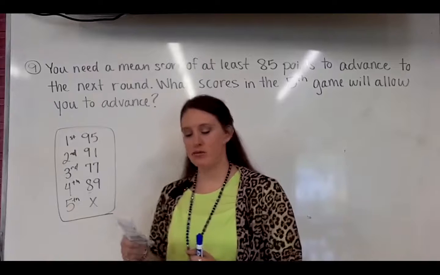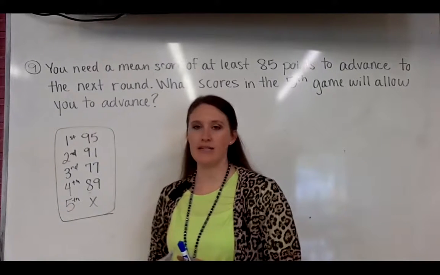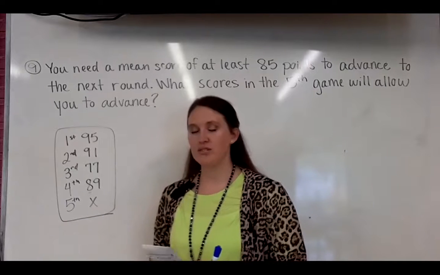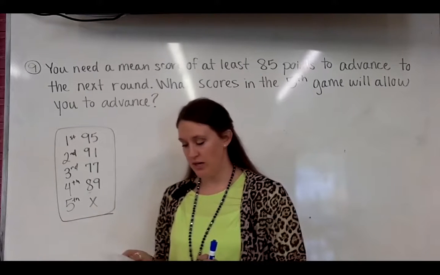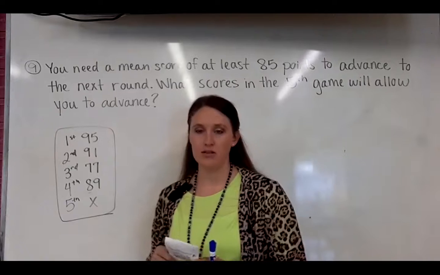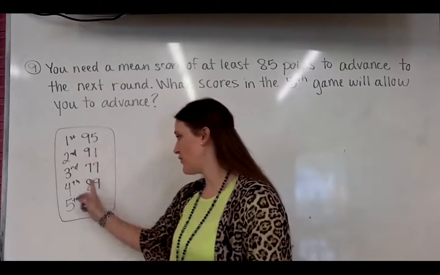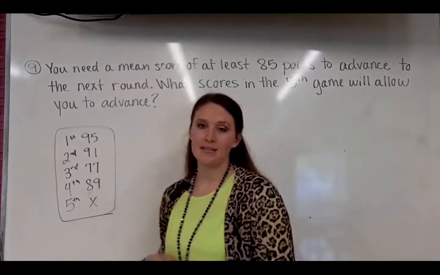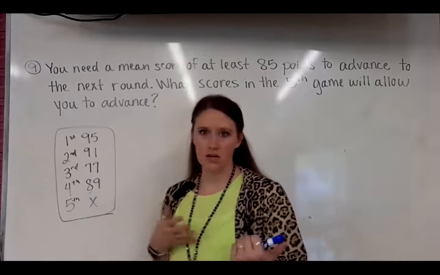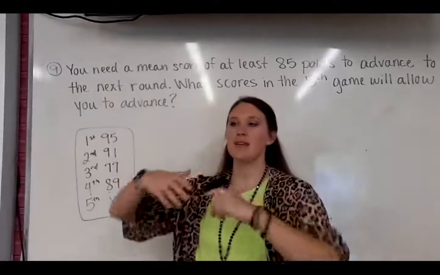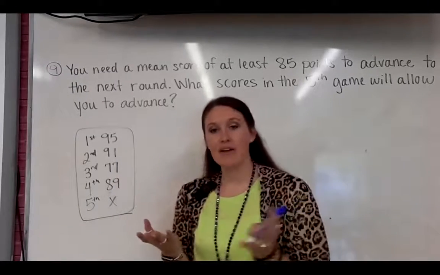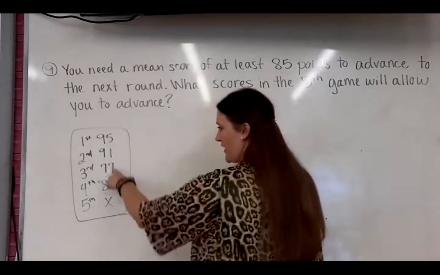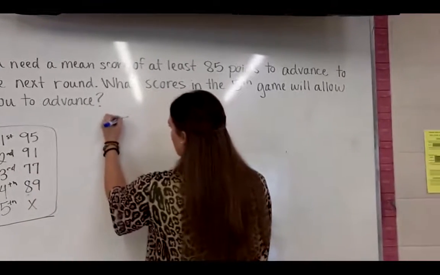Okay, so the word problem, it says you need a mean score of at least 85 points to advance to the next round. What scores in the 5th game will allow you to advance? So here's the table of the first 4 games, and we don't know the 5th. We want to know for when our mean is 85. First of all, mean, just like the problem we just did together, is the average. So you're going to have to add everything up and divide it by how many you have. So we know we're going to have to add these 5 numbers together.